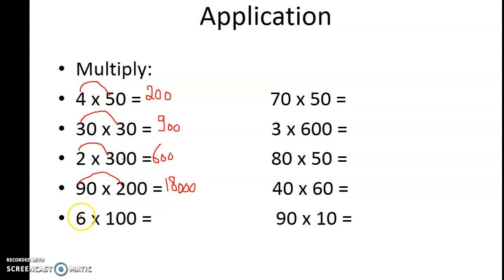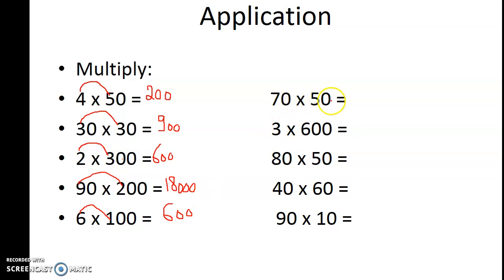Okay? The same. Multiply the factors. 6 by 1 stays the same, 6. Count the zeros. How many zeros do we have in the factors? We have 2 zeros. Place them to the product. 1, 2. That's it.